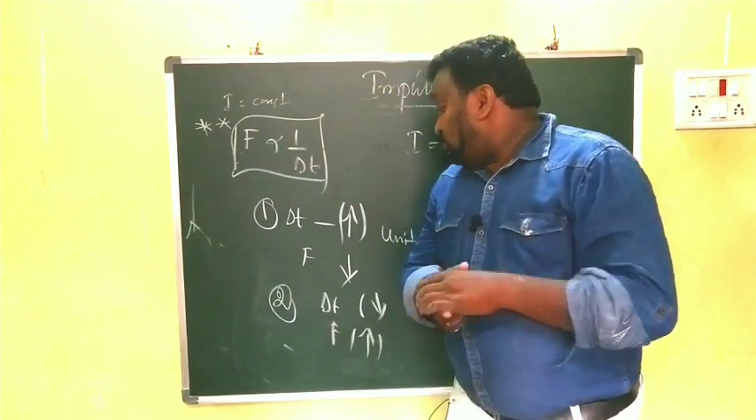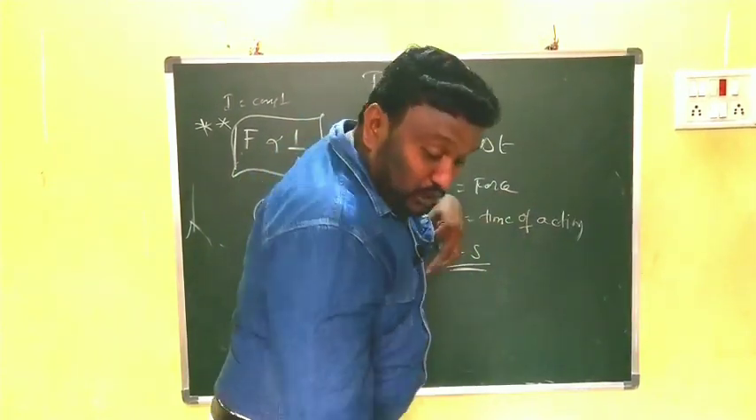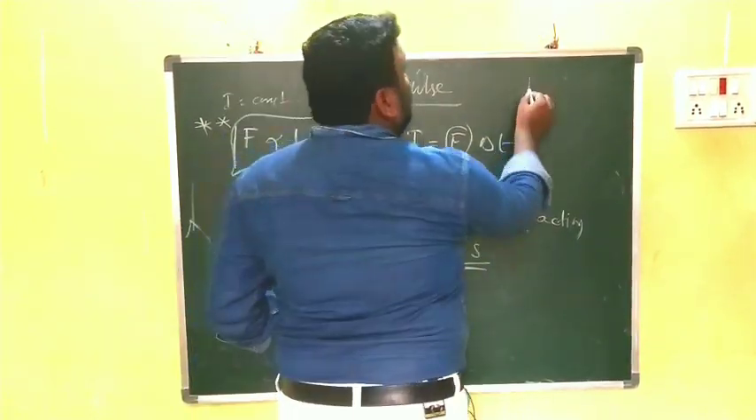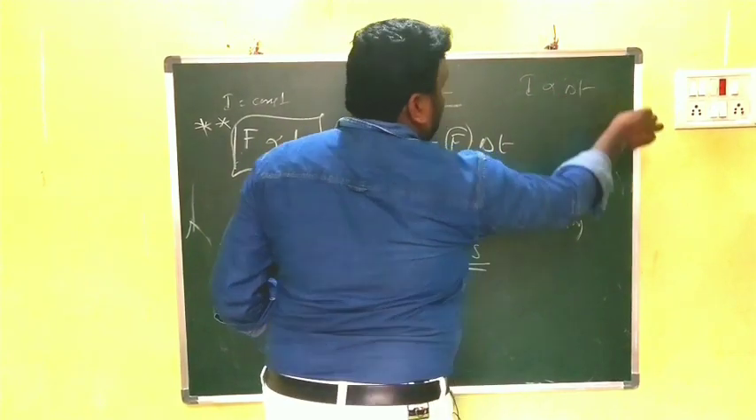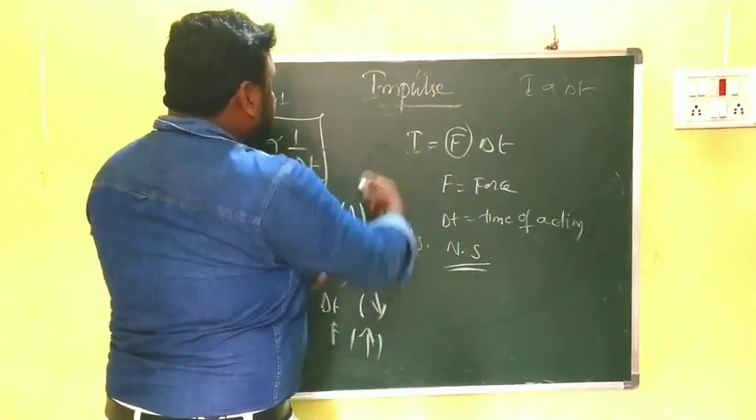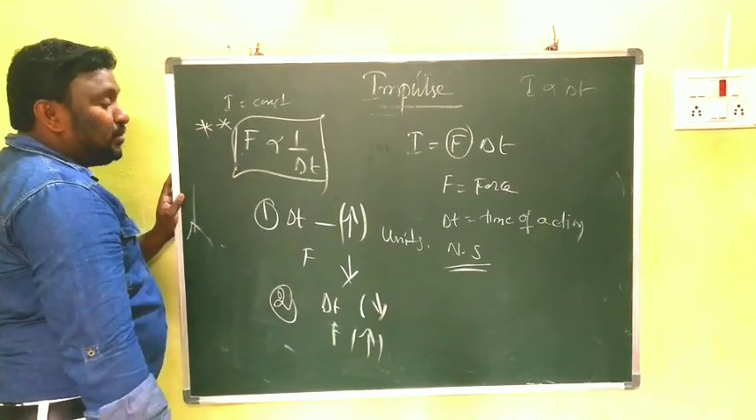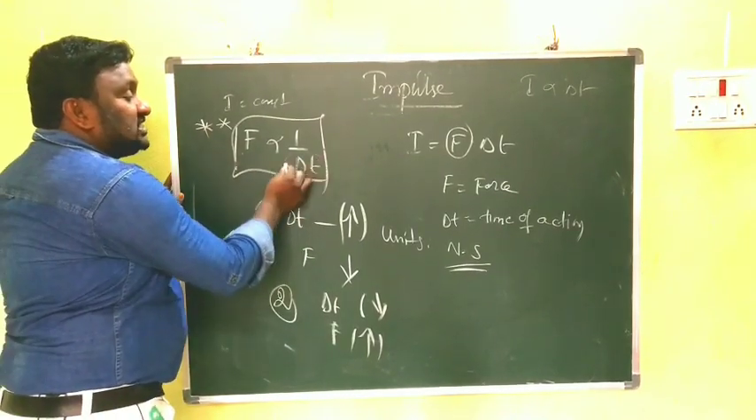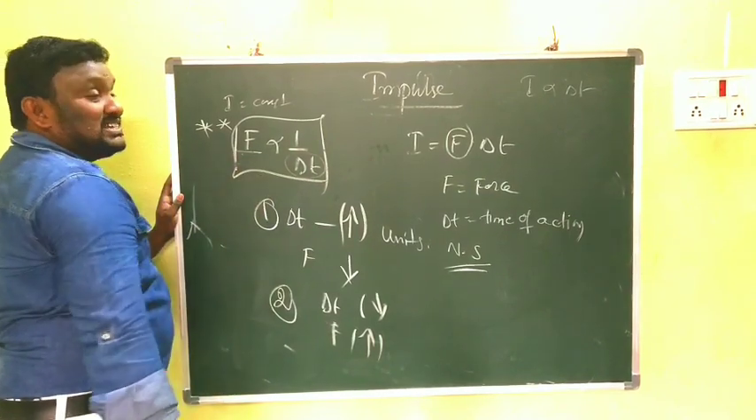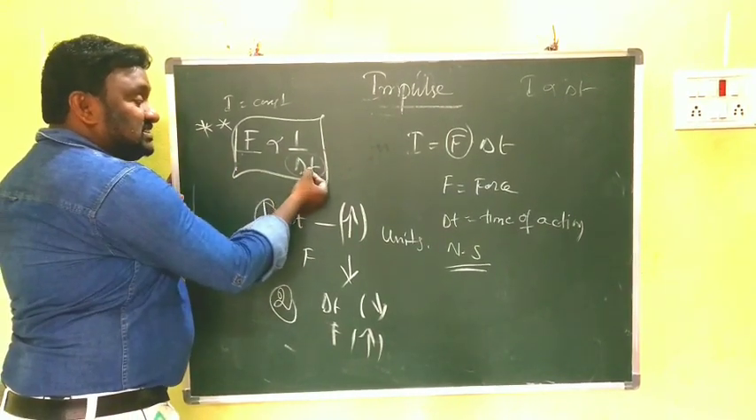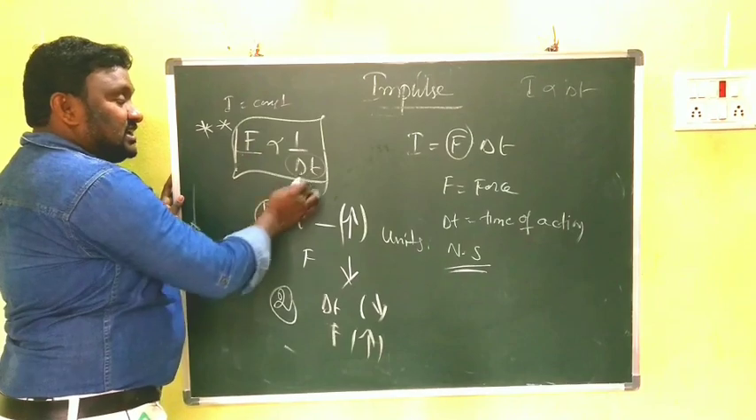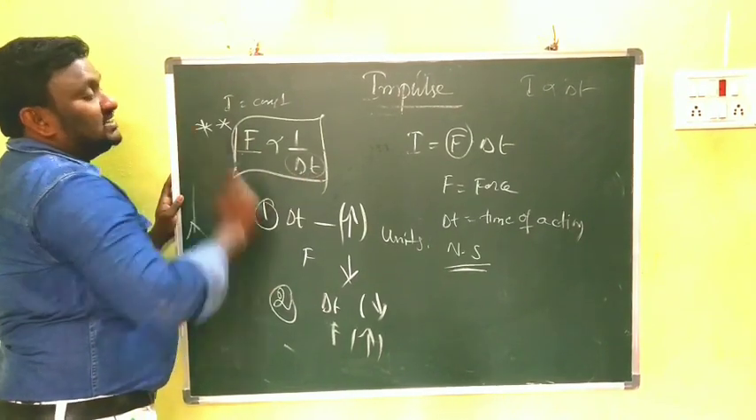And now here, what condition do we have? When force is constant, then I is proportional to delta T. When I is constant, F is proportional to 1 by delta T. This is the important point here. When the time of action increases, the effect of force decreases. If force decreases, the time should increase.